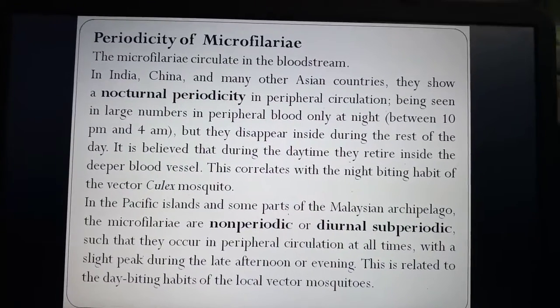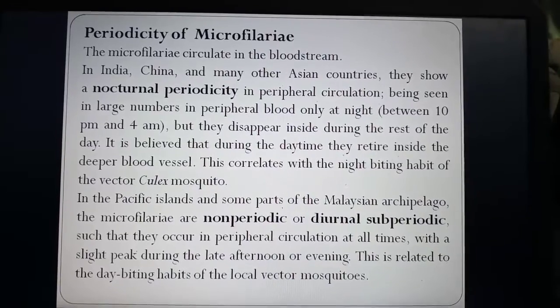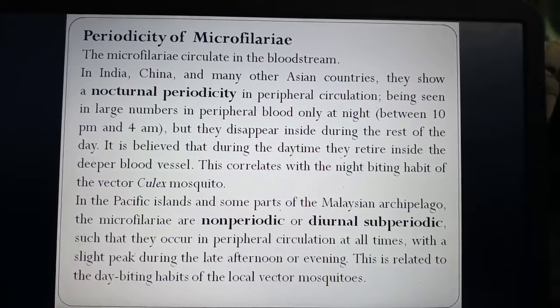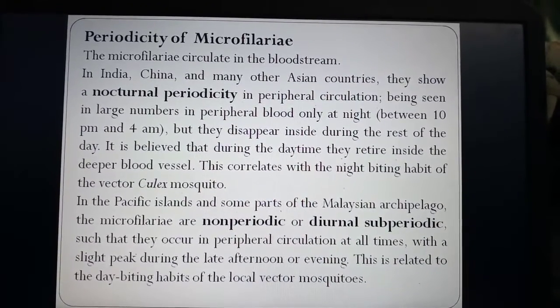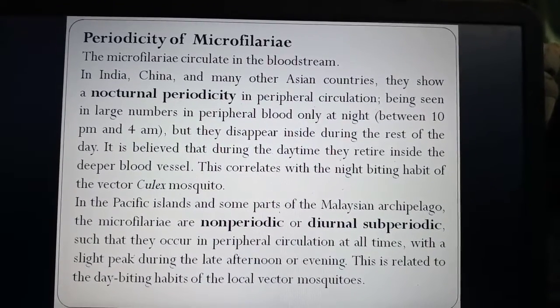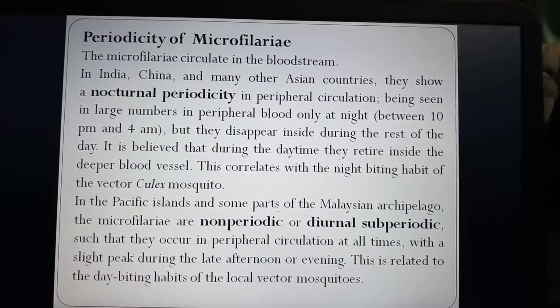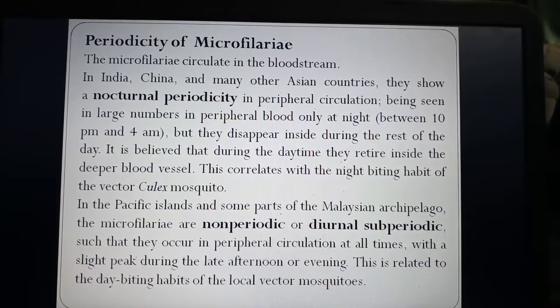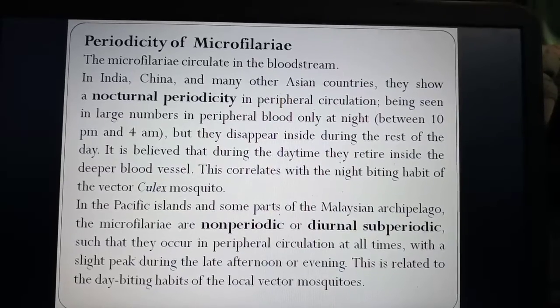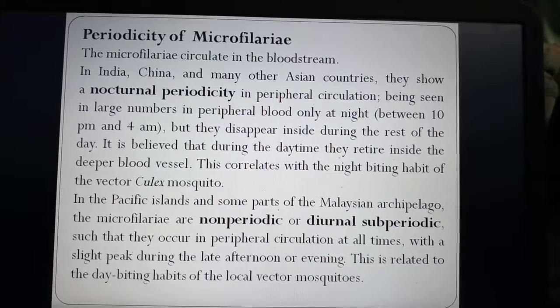In the Pacific Islands and some parts of the Malaysian archipelago, the microfilariae are non-periodic or diurnal subperiodic, such that they occur in peripheral circulation at all times, with a slight peak during the late afternoon or evening. This is related to the day biting habit of the local vector mosquitoes.